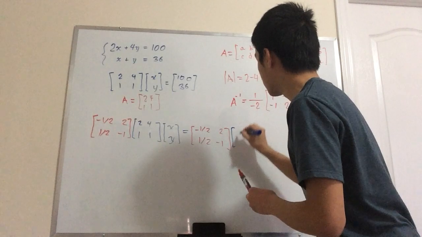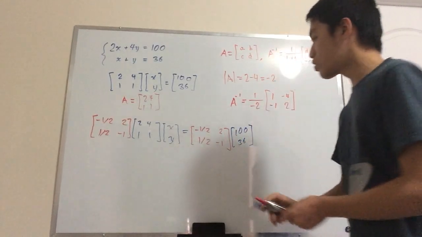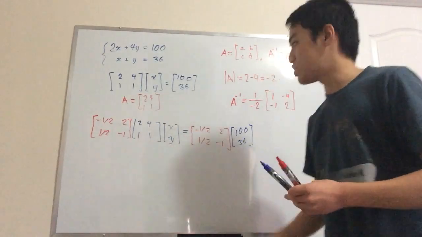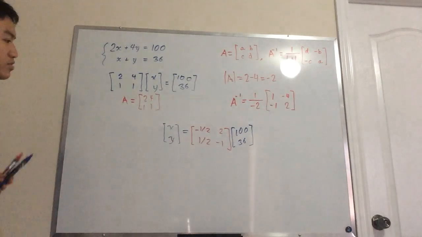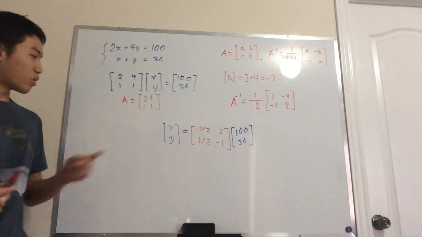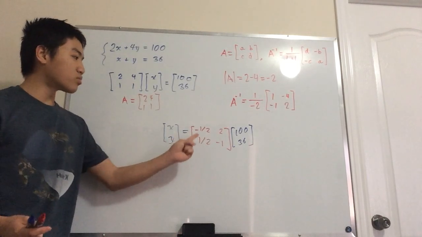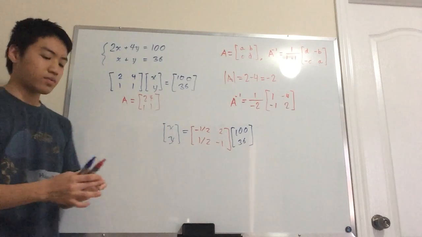And you'll notice this is the matrix, this is the inverse matrix. They cancel out, and we're left with just xy. This is exactly what we wanted. We have a vector xy equal to another vector. All we need to do is multiply this vector by this matrix to get our final answer.